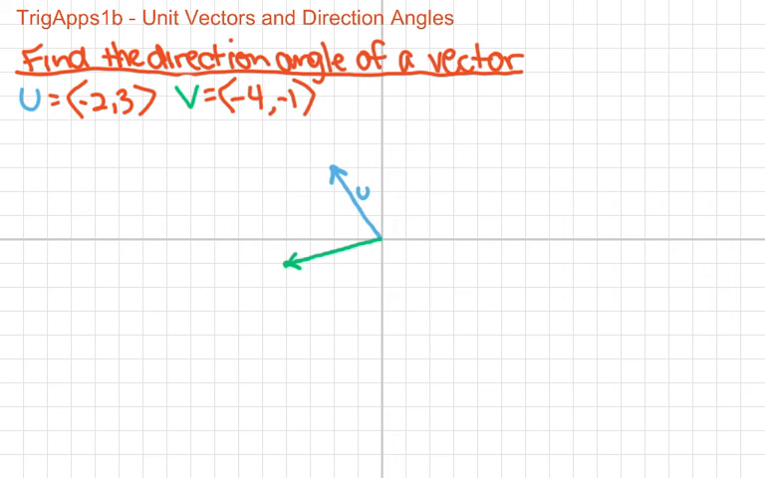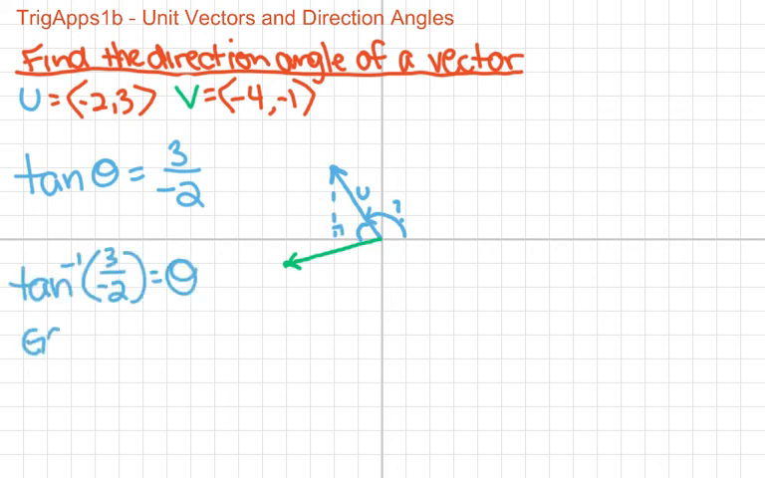All right, let's think about this for a moment. Now, if I drop an altitude for u, what I'm basically trying to find is this angle. So if we know the angle inside, then that could help us find the direction angle. And the best approach that we could use for that is tangent theta equals 3 over -2. Opposite over adjacent.